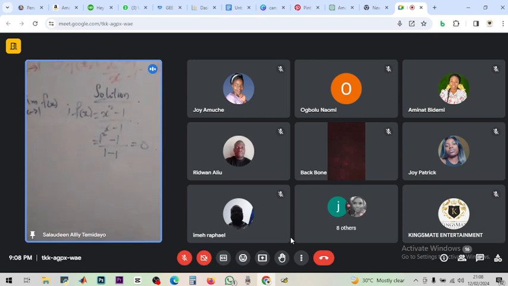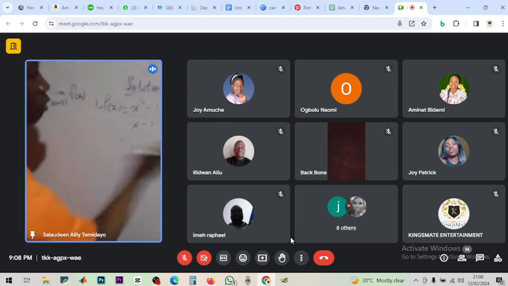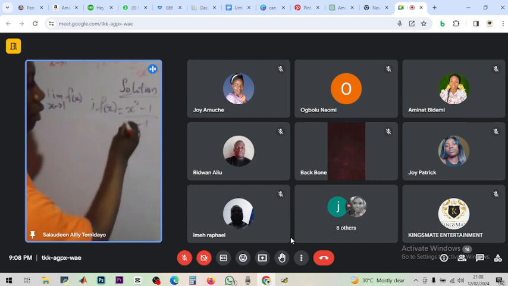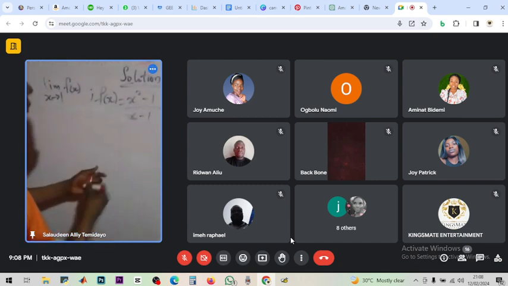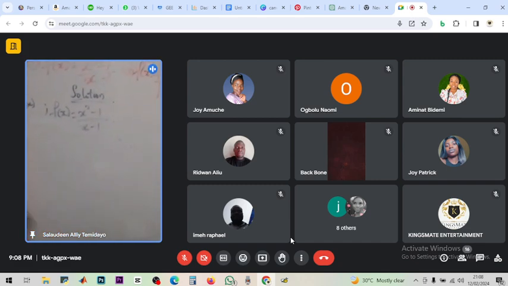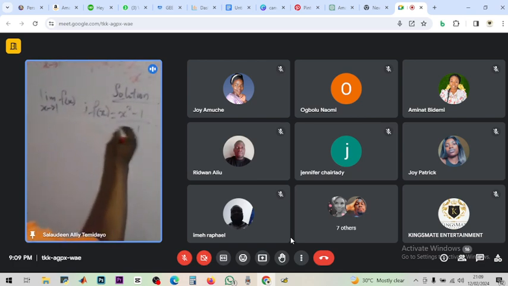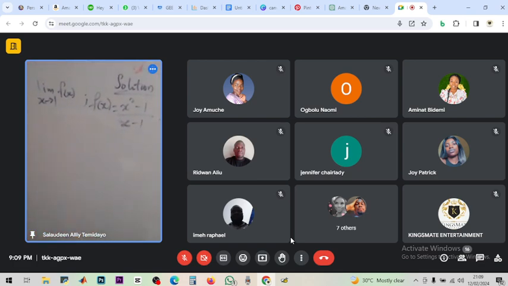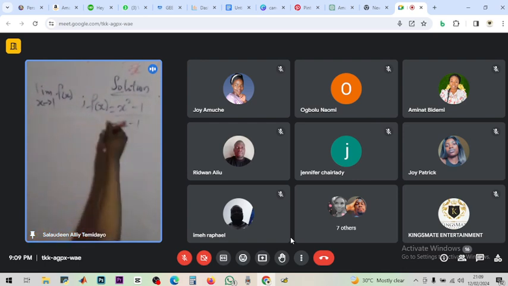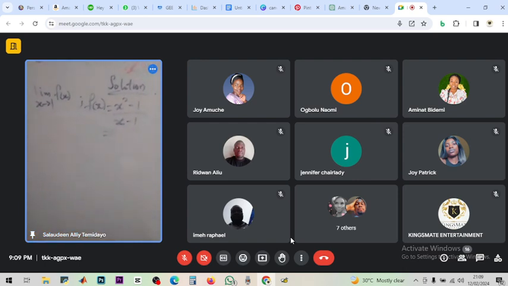So the only thing to be done here is to go with the factorization method first. Find the factors of x squared minus 1. So who can tell me the factors of x squared minus 1? This is just difference of two squares. That means factorize x squared minus 1.